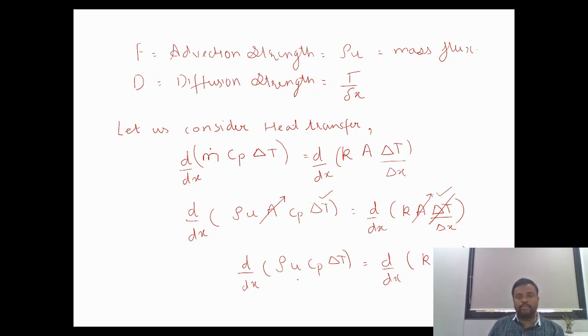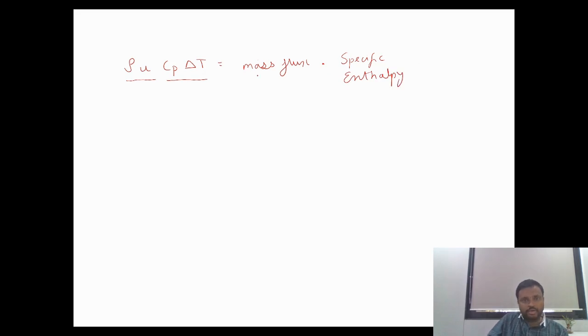The take home is this term rho u Cp delta T and this term K delta T by delta x. We will focus on the first: rho u Cp delta T. Rho u is nothing but mass flux, mass flow rate upon area, into Cp delta T. In thermodynamics you have studied an important term called specific enthalpy. Cp delta T always gives rise to specific enthalpy. So this is mass flux into specific enthalpy. We call this term the advection flux.